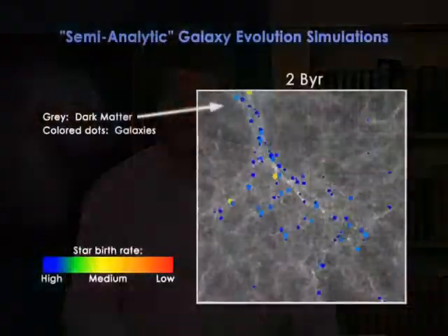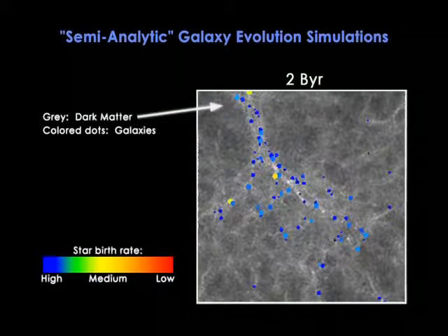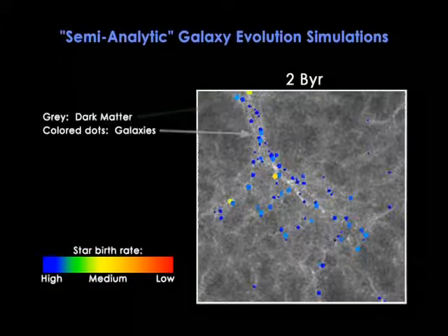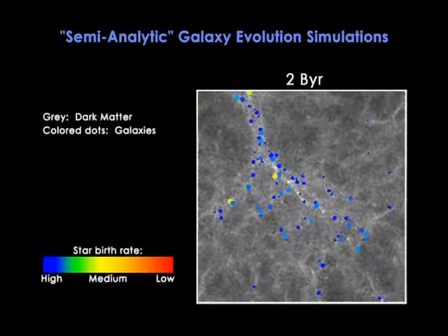So let's look now at the population of galaxies that emerge from these semi-analytic models. Here you can see in grey the dark matter distribution, which provides the framework within which galaxies might form. Now the coloured dots are where the galaxies are forming. Here, at just 2 billion years after the Big Bang, they're mainly blue, which signifies they have high star birth rates, so many young stars are present.